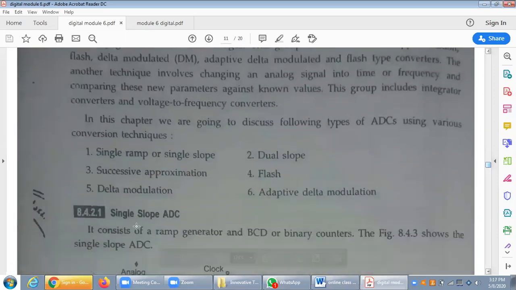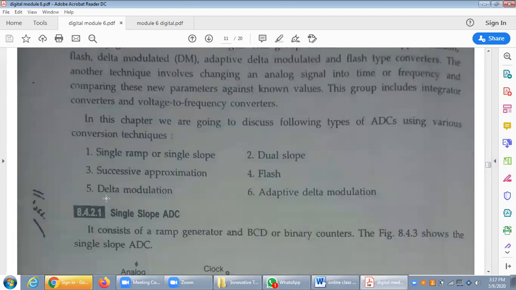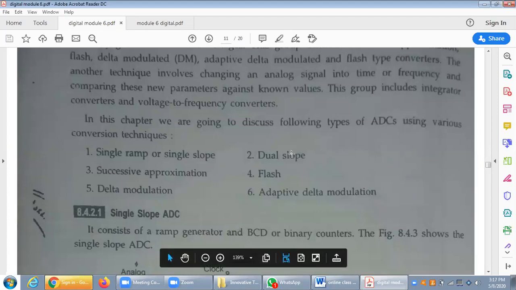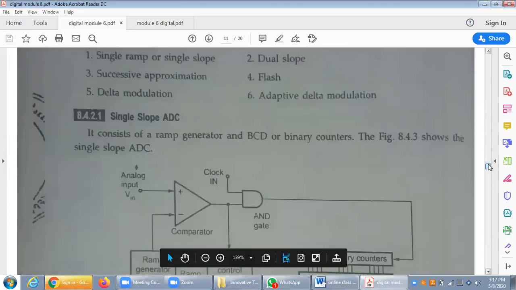For that, these are the methods: single slope, dual slope, successive approximation, flash, delta modulation and adaptive delta modulation. Of these, three methods, that is dual slope, successive approximation and flash type, are there in our syllabus. So these three are very important. First we'll see the dual slope and then successive approximation. If possible, we'll go to the flash type. So first we'll see the dual slope ramp.